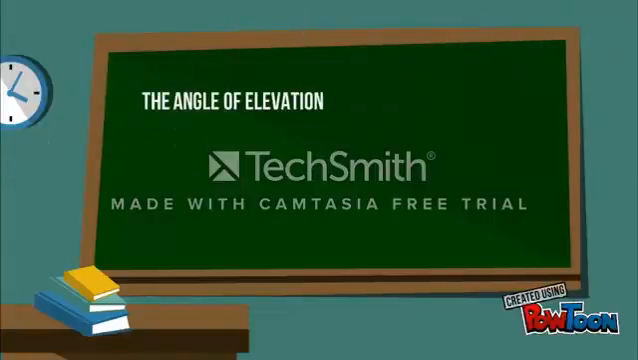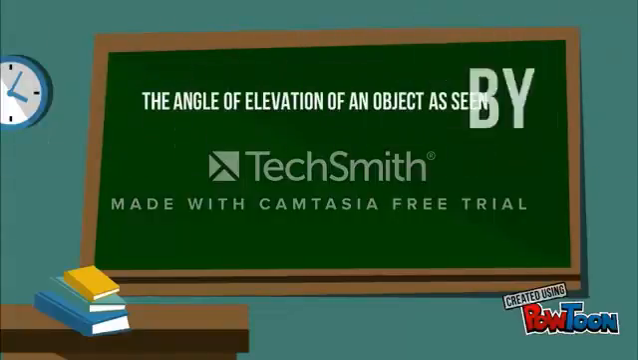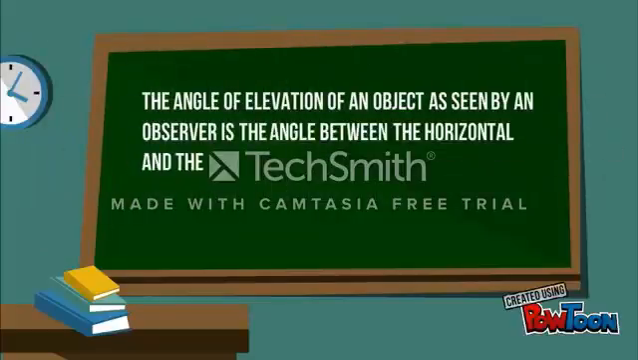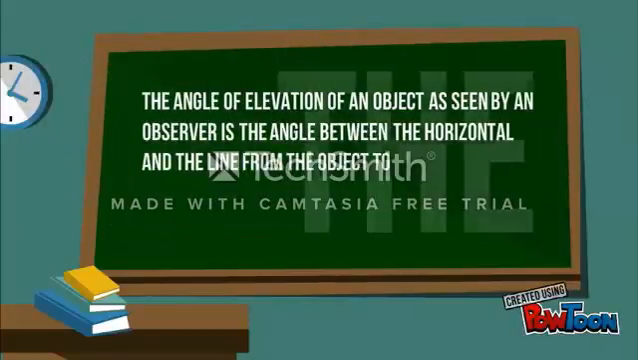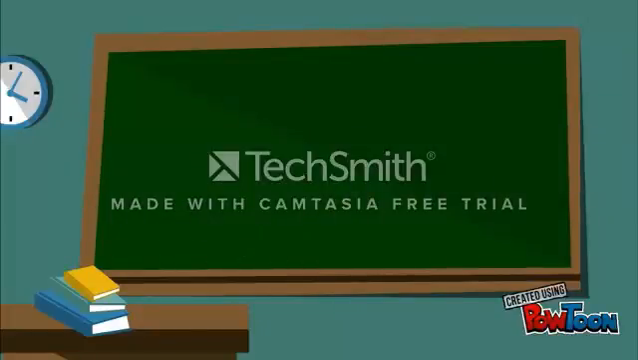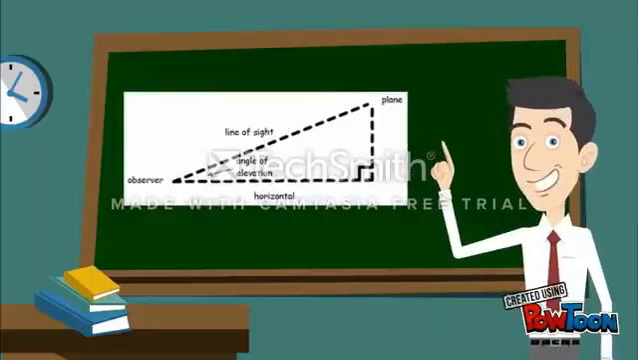Next, what is the angle of elevation? The angle of elevation of an object, as seen by an observer, is the angle between the horizontal and the line from the object to the observer's eye. In angle of elevation, the object is above the level of the observer.